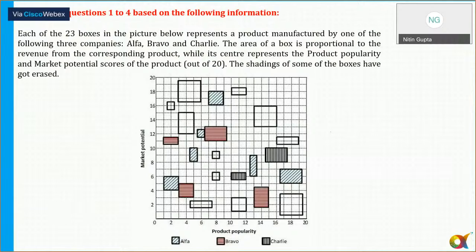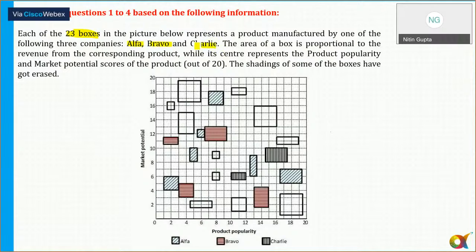Now, it says each of the 23 boxes in the picture, so a total of 23 boxes are there, represents a product manufactured by one of the following three companies. So there are three companies, that is Alpha, Bravo, and Charlie, so we can say that is A, B, and C here.